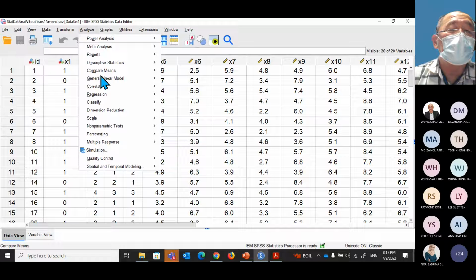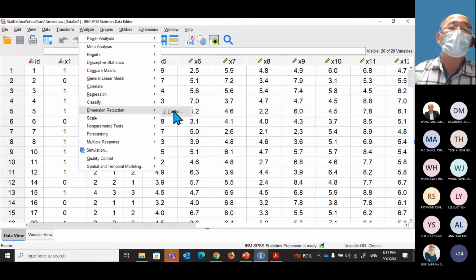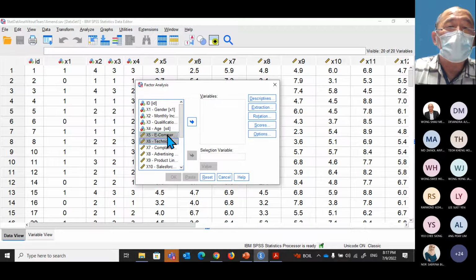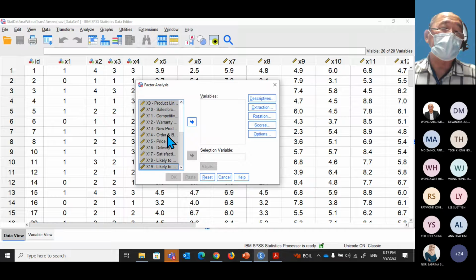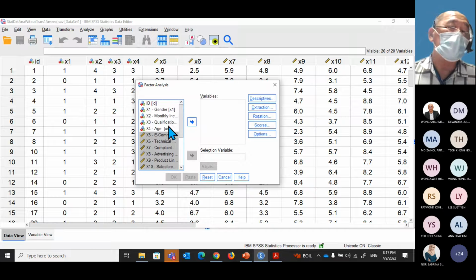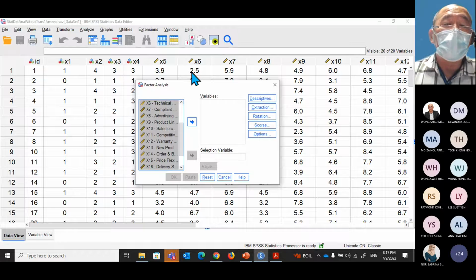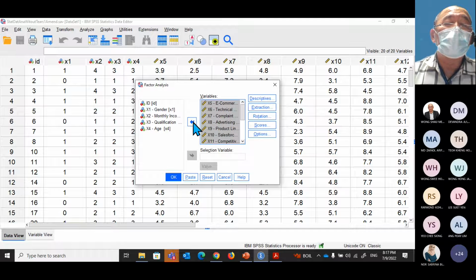So analyze, dimension reduction, factor. Now we consider everything, X5 until 19. Exercise. We assume all the same. It means same status, no independent or dependent. You put in all the variables here. Okay. Any question so far?